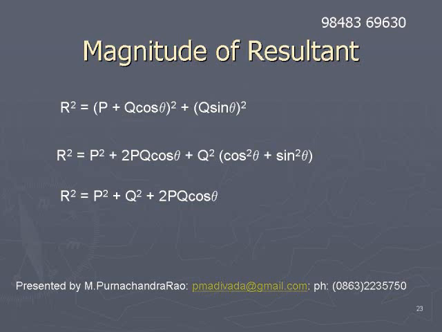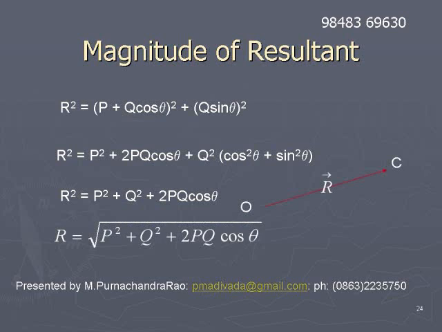But in Q square cos square theta plus Q square sin square theta, Q square is common, so we get cos square theta plus sin square theta, which is equal to 1. Hence, on simplification, R square is equal to P square plus Q square plus 2PQ cos theta. So, R is equal to the square root of P square plus Q square plus 2PQ cos theta. Using this relation, we can find the magnitude of the resultant. The red vector represents the resultant vector, and its length is R.